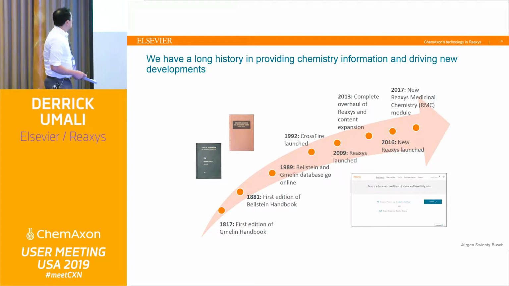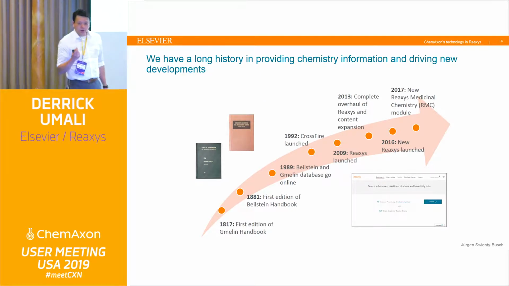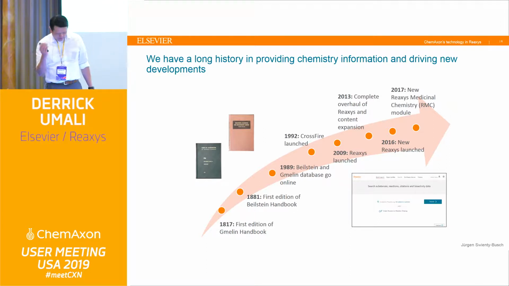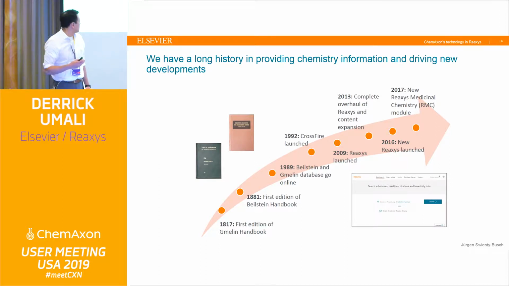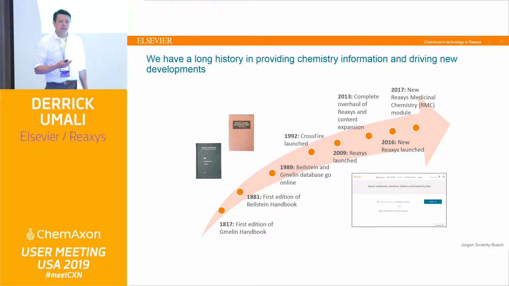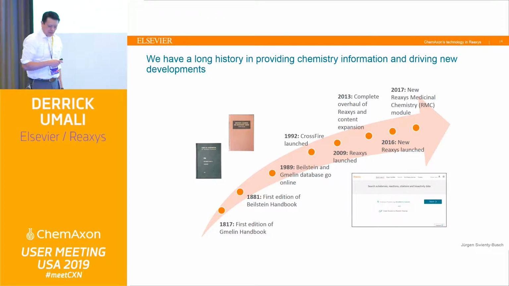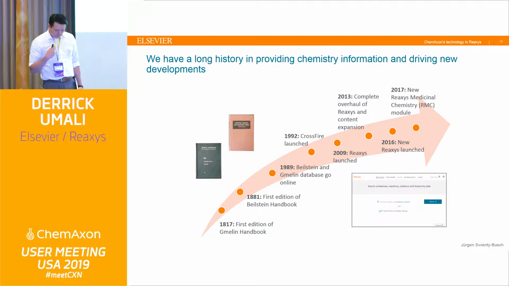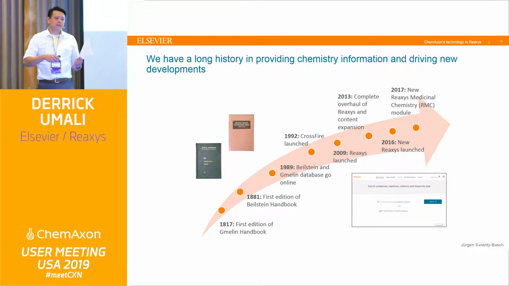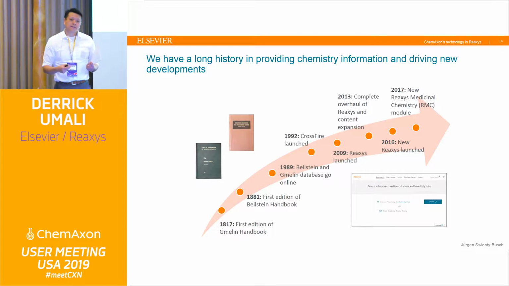So we have a long history in providing chemistry information and driving new developments. Back in the 1800s, the first editions of Gmelin and Beilstein were released. In 1989, Beilstein and Gmelin go live. In 1992, we launched Crossfire. And then in 2009, we took Crossfire to Reaxys. And then in about 2012, we added a lot of content to the Reaxys database.